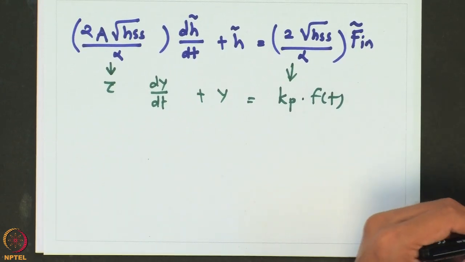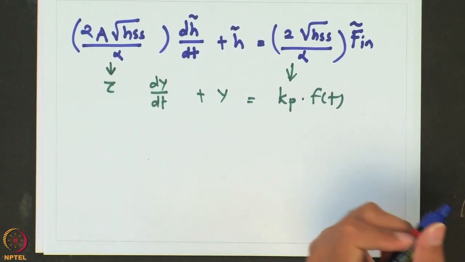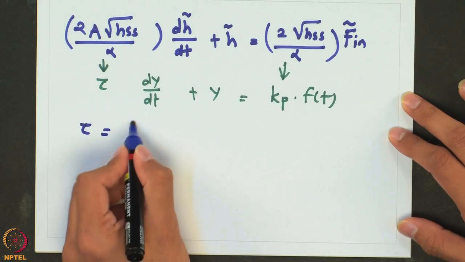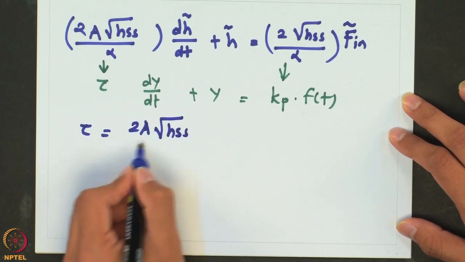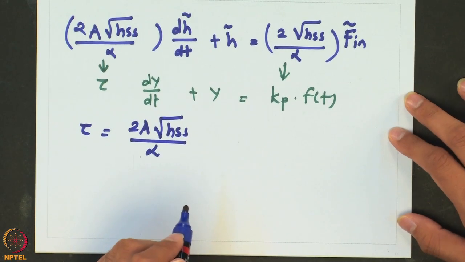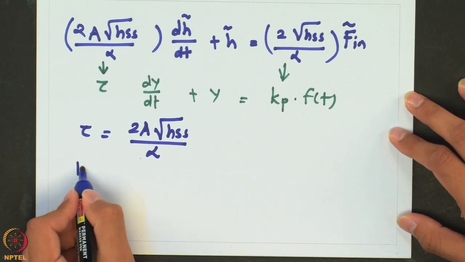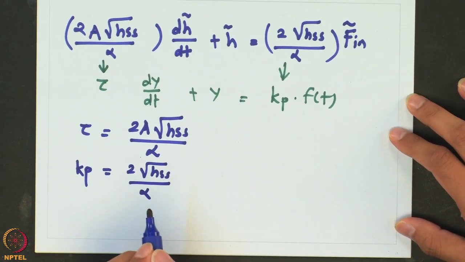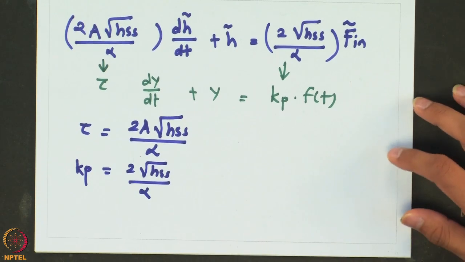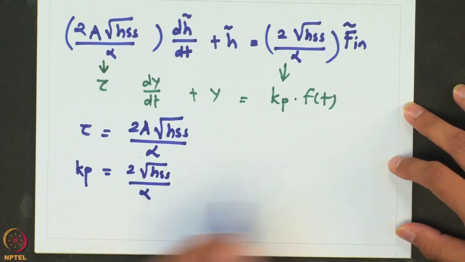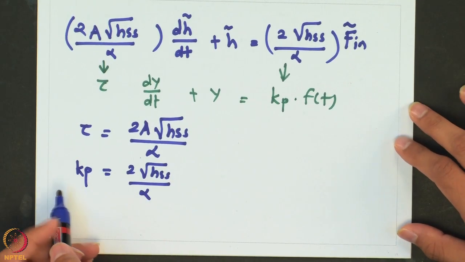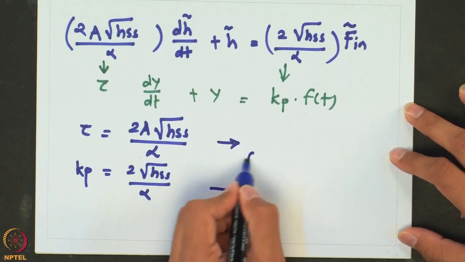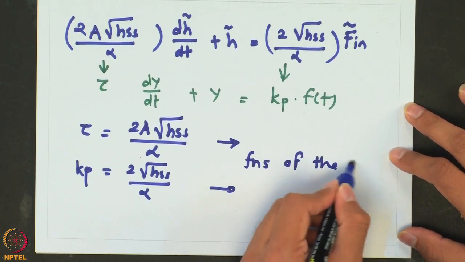So for this system, where we approximated a nonlinear system by a linear equivalent, what we have obtained is that tau is 2A root hss over alpha, and the gain Kp is 2 root hss over alpha. Here I would like you to note something: our time constant and Kp, which are the system constants, are functions of the original steady state.